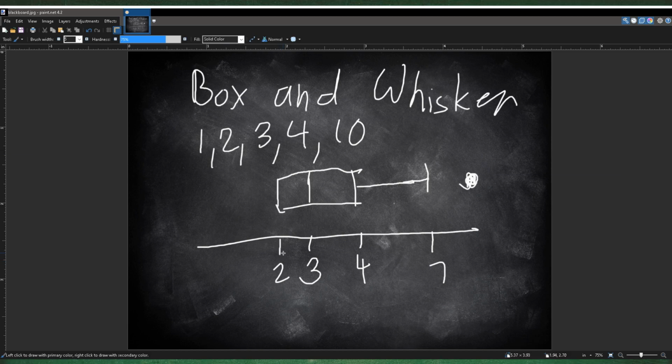And then the IQR, which is 2, multiplied by 1.5 again, is 3. And then the 25%, which is 2, minus the 3 is -1. So 1 is in the data set and it's the smallest amount, so you don't have to go to -1. You're just going to draw up to 1. So that's how you draw it for this data set, and that's basically how you do it.